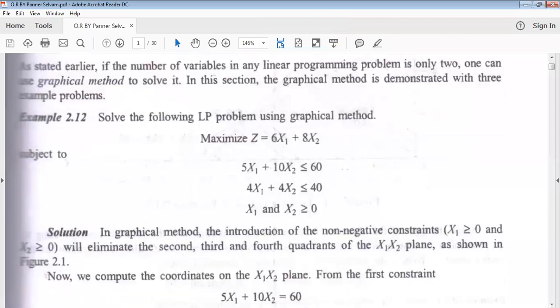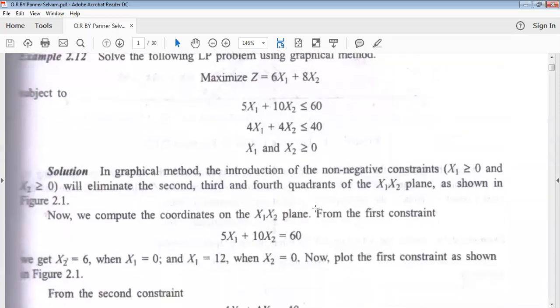Now this is maximize Z = 6x1 + 8x2 subject to the constraints 5x1 + 10x2 ≤ 60, 4x1 + 4x2 ≤ 40, where x1 and x2 are always greater than or equal to 0. So in the graphical method, the introduction of the non-negative constraints x1 ≥ 0 and x2 ≥ 0 will eliminate the second, third, and fourth quadrants of the x1, x2 plane as shown in figure 2.1.